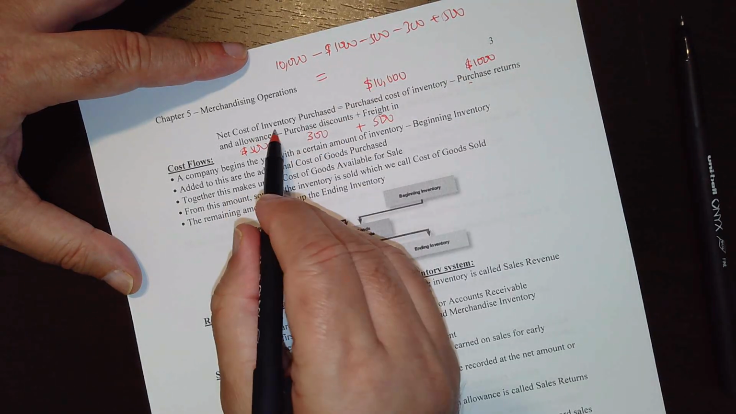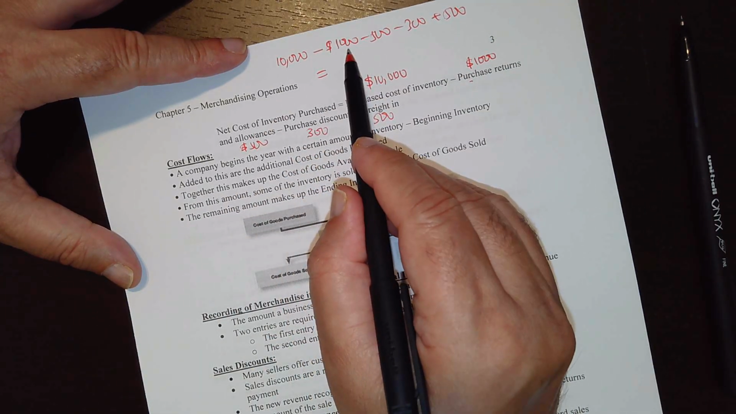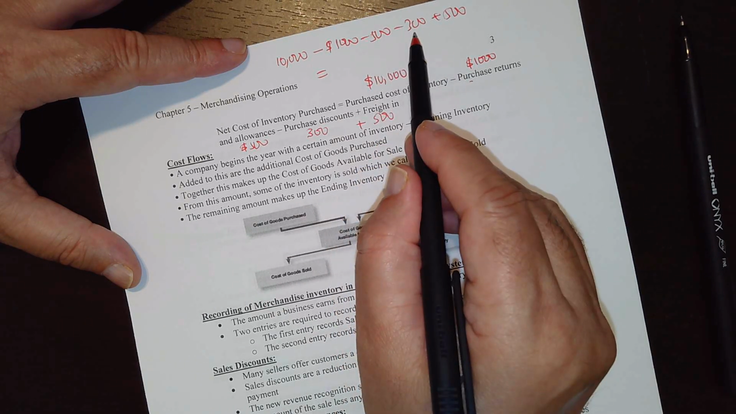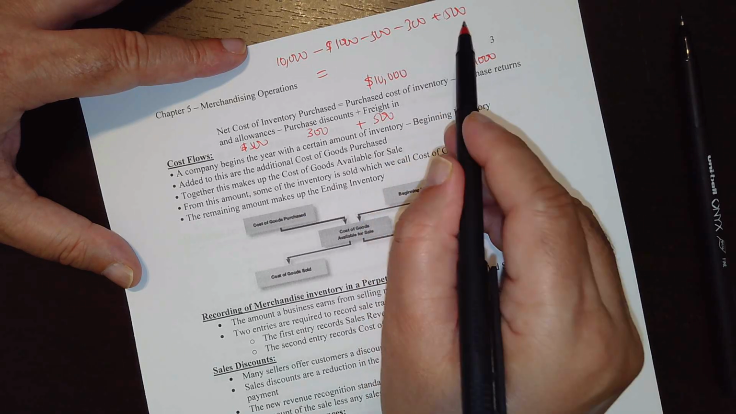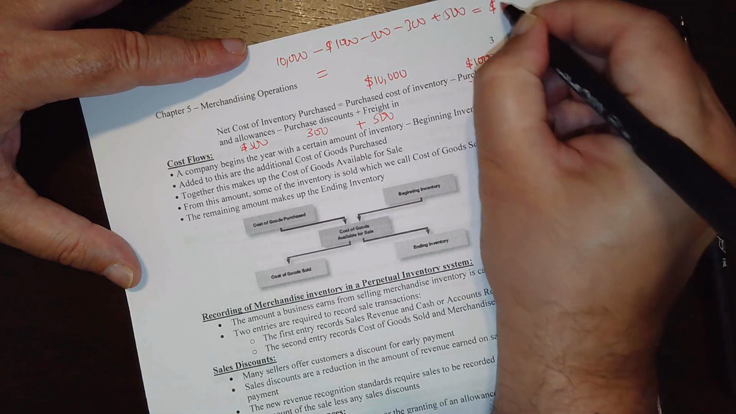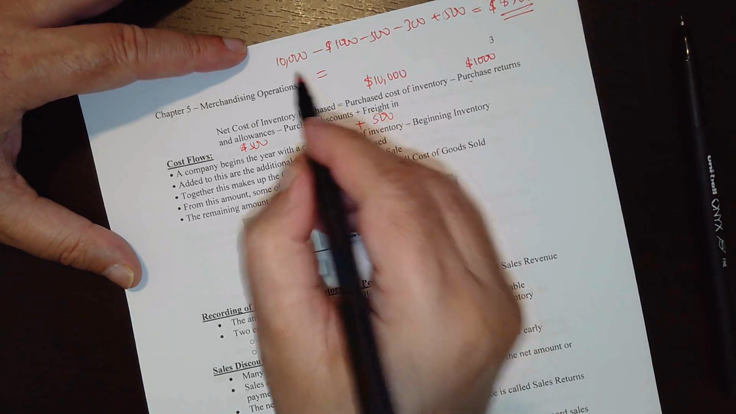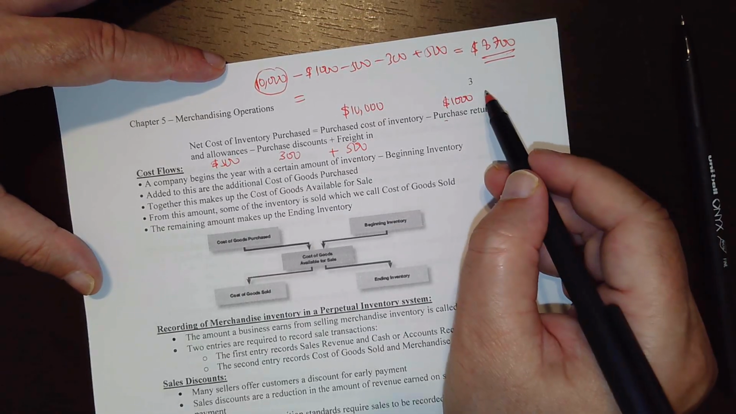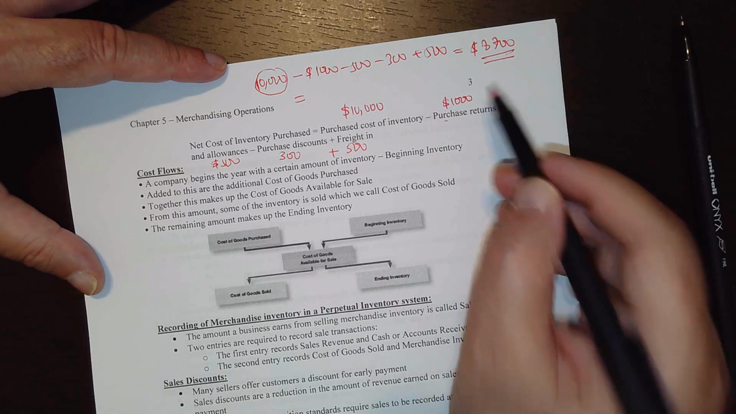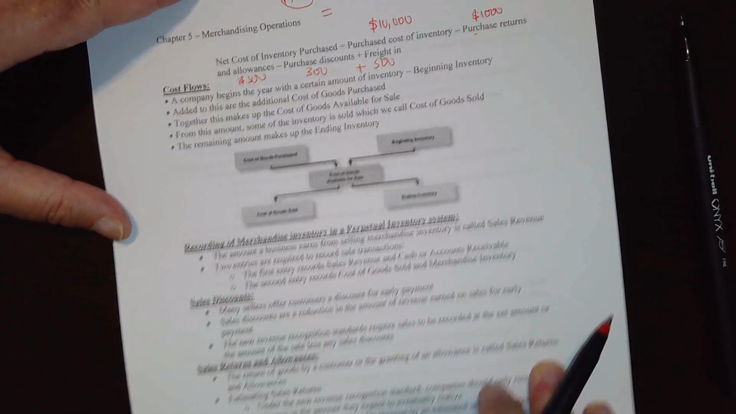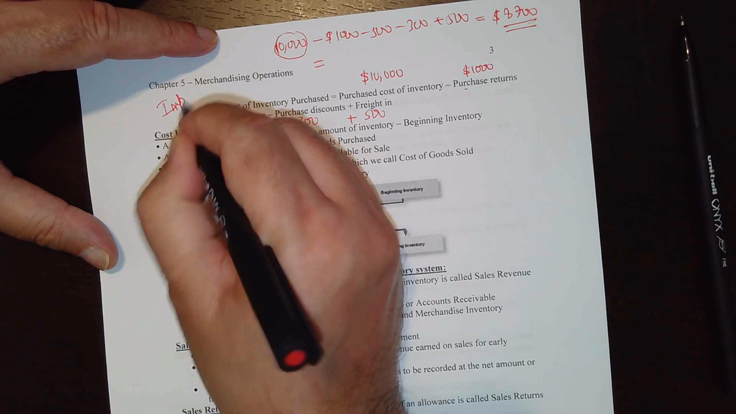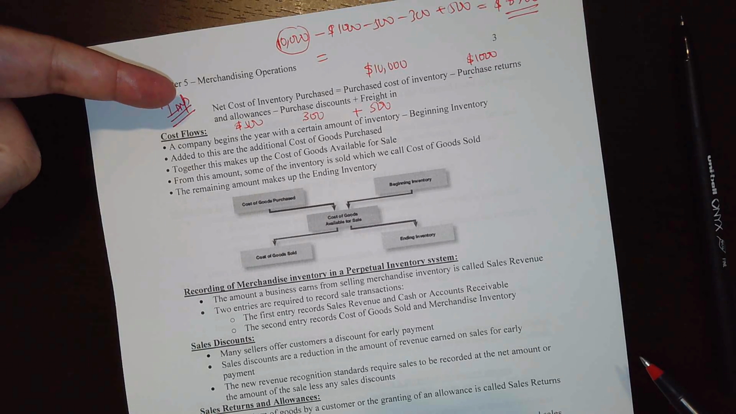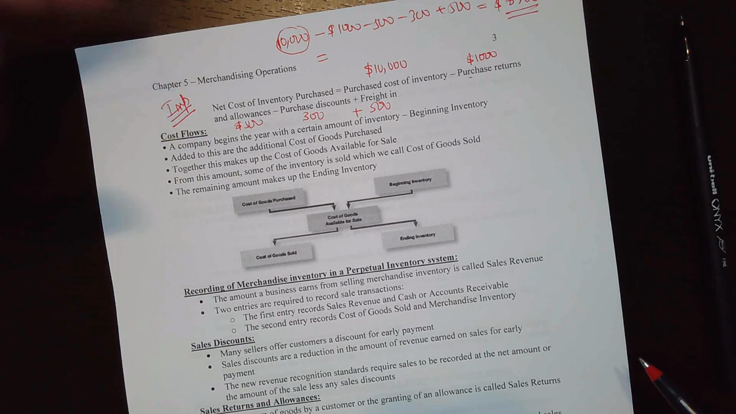So what is my net cost of inventory? 10,000 minus 1,000, 9,000. 9,000 minus 500, 8,500. 8,500 minus 300 is equal to 8,200 plus 500 is 8,700. So with all of those things, something that I have purchased for $10,000 is actually costing $8,700. And this formula is extremely important. Make sure you know this formula, or write it down in your notes, because you will have to solve questions, your homework, quizzes, and exam based on this formula.